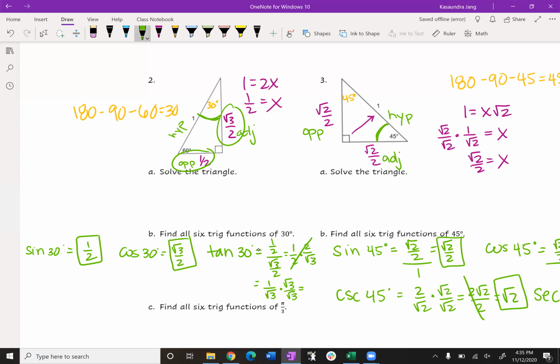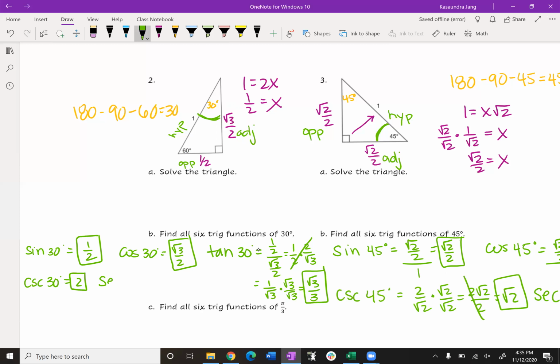So I will end up with a root 3 over 3, dividing by a whole number. Okay, so those are our main 3 trig functions. Let's then find the other 3. We're going to do the reciprocals. The cosecant of 30 degrees, instead of 1/2, I'm going to get 2 over 1, or just 2.